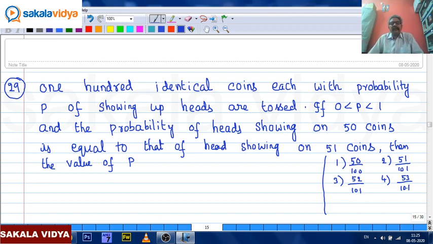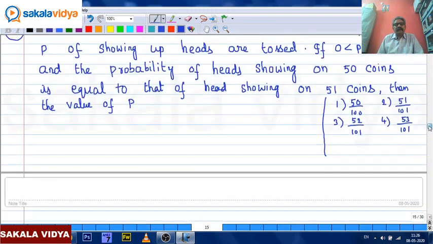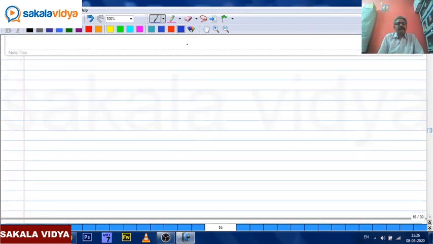100 identical coins, each with probability P of showing heads, are tossed. 0 less than P less than 1. The probability of heads showing on 50 coins is equal to that of heads showing on 51 coins. That means P of x equal to 50 is equal to P of x equal to 51. Then we need to find out the P value. Okay, let us move to the next page. Solution.